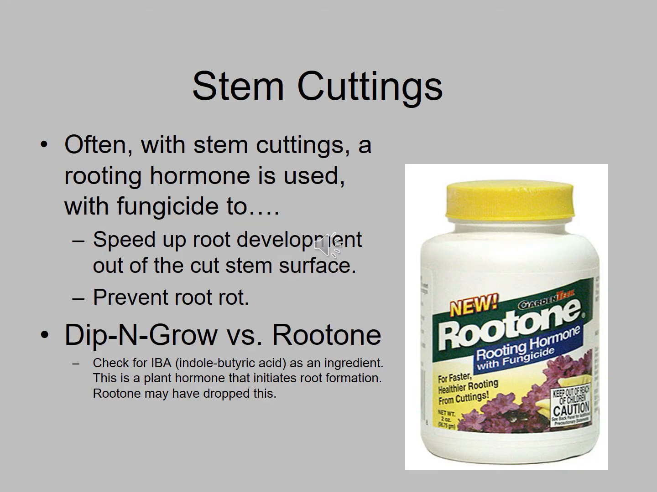When you take a stem cutting, taking a branch off of a plant, the lower cut end, which is closer to the ground, or the main stem on the parent plant, you cut that off of the parent plant, and often we'll dip it in some kind of rooting hormone on that part that's put into the potting media to help induce it and speed up root development on that cut stem surface. Sometimes those rooting hormones also have a fungicide in them to prevent rotting.